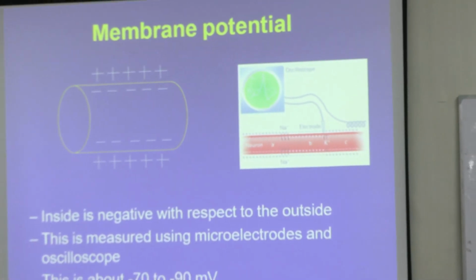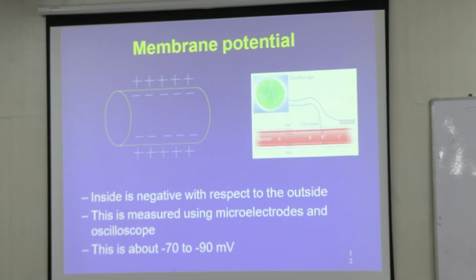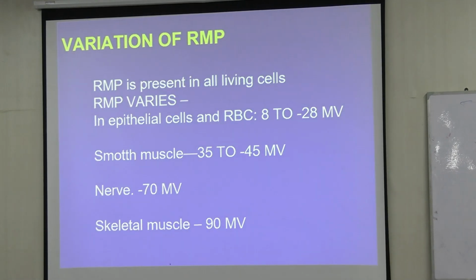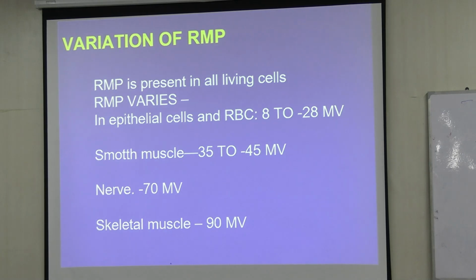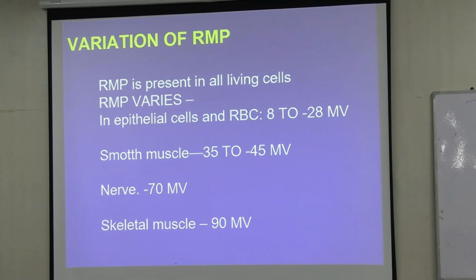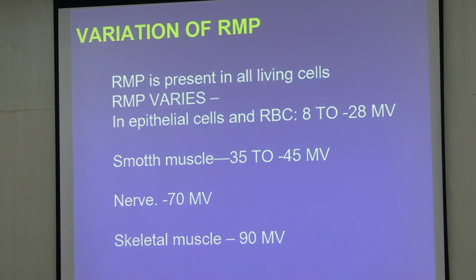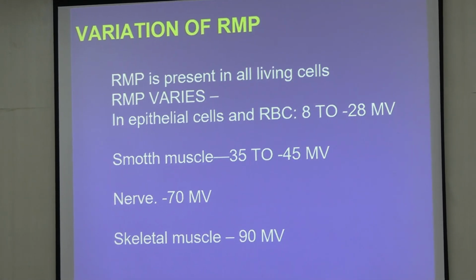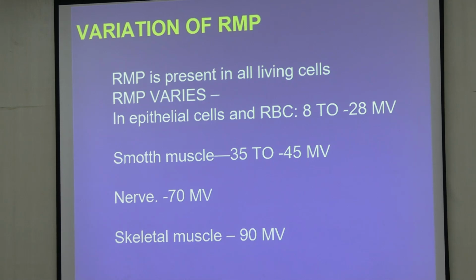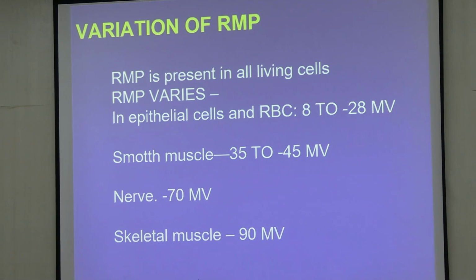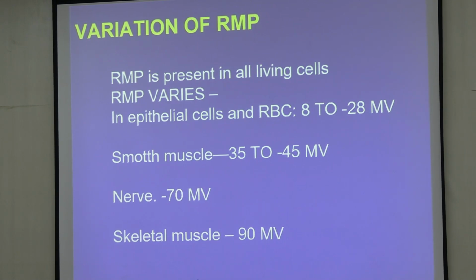Already told, and this is actually a diagrammatic image, and the variation among different tissues, variation of RMP. You see in some tissues, in nerve it is 70 millivolt, as I said, and in skeletal muscle it is 90 millivolt. A question may come, means an MCQ may come. So smooth muscle is having 35 to 45 millivolt.